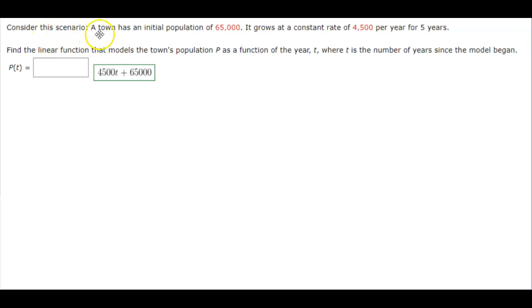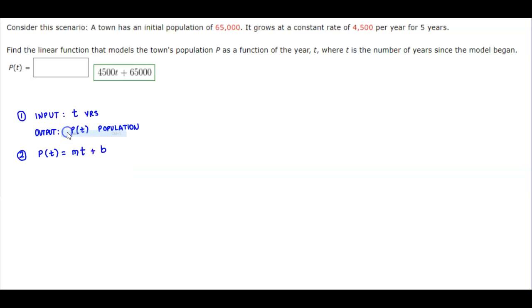Consider this scenario. A town has an initial population of 65,000. It grows at a constant rate of 4,500 per year for 5 years. Find the linear function that models the town's population p as a function of the year t, where t is the number of years since the model began.